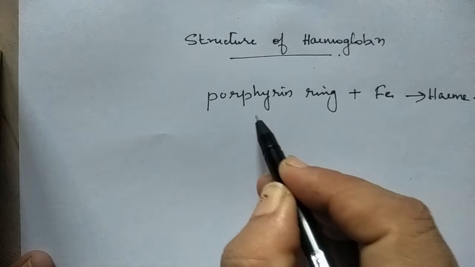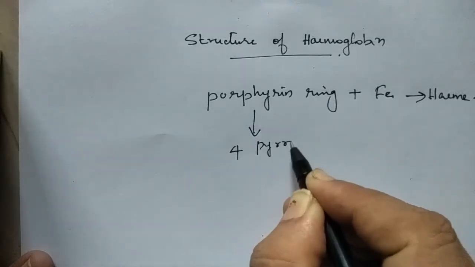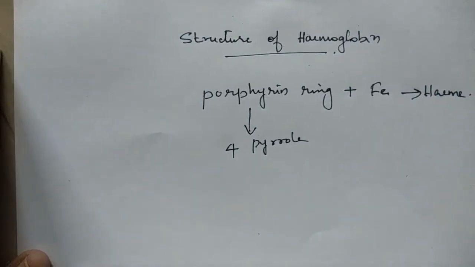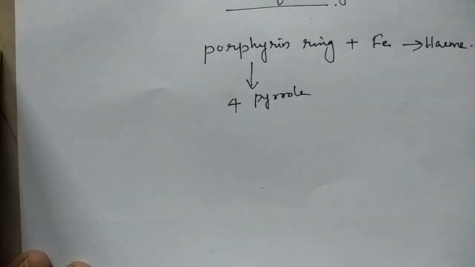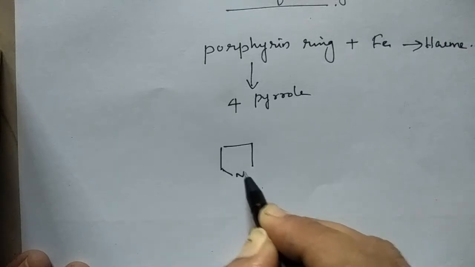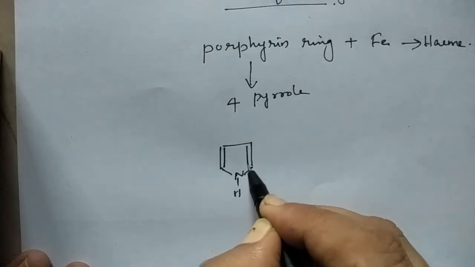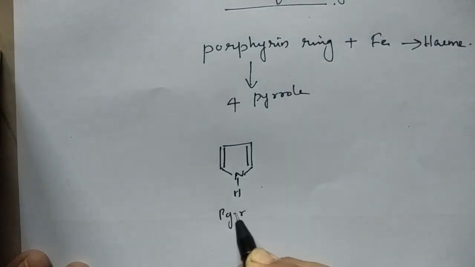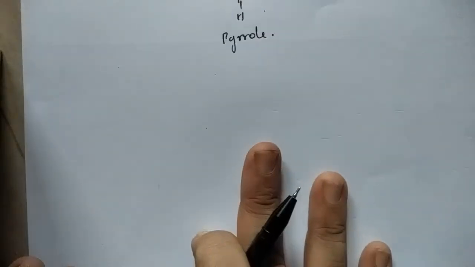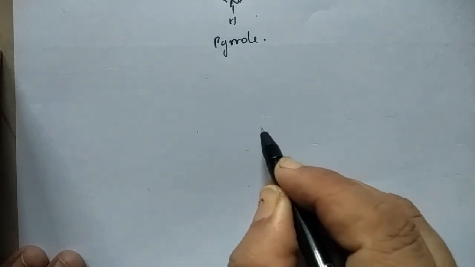Okay, now what is porphyrin ring? Porphyrin ring is made up of 4 pyrrole rings. Okay, 4 pyrrole rings. So we'll see what is the structure of a pyrrole. Pyrrole, we know that this heterocyclic compound is pyrrole. Okay, so we have 4 pyrrole rings. 4 pyrrole rings means you can show in this way.